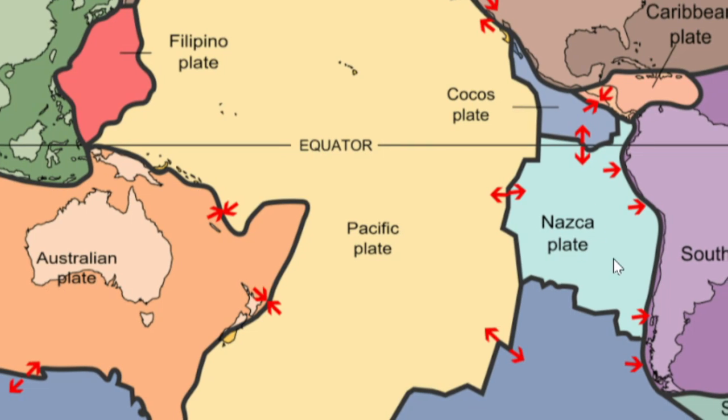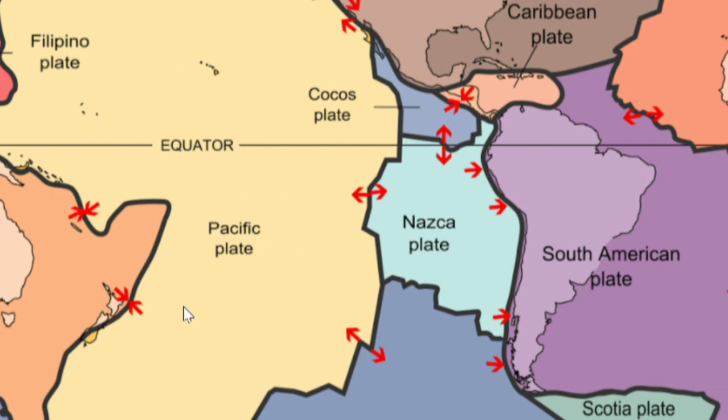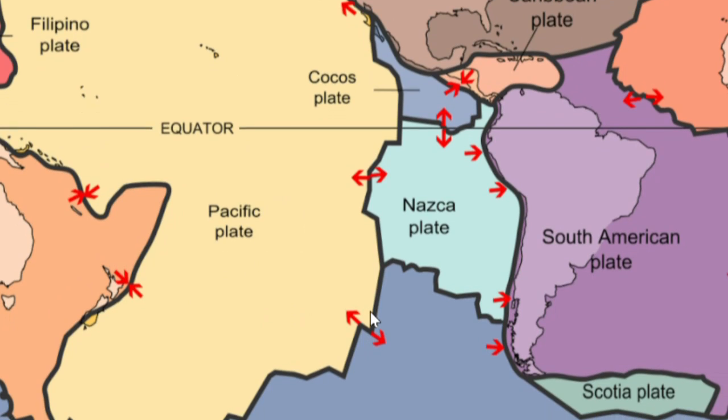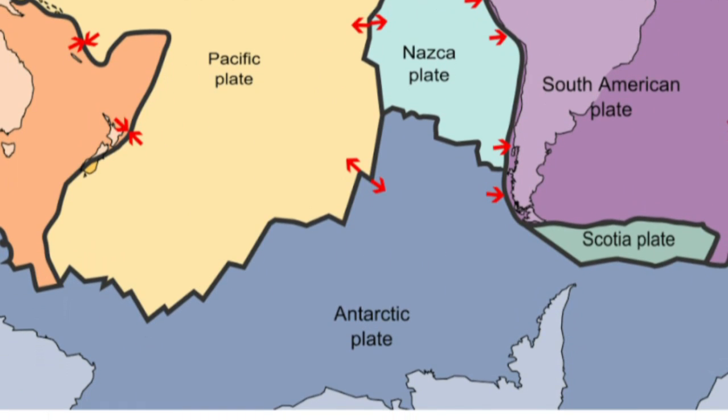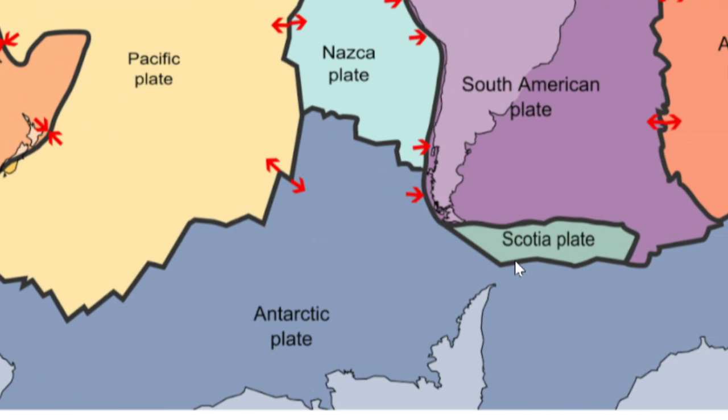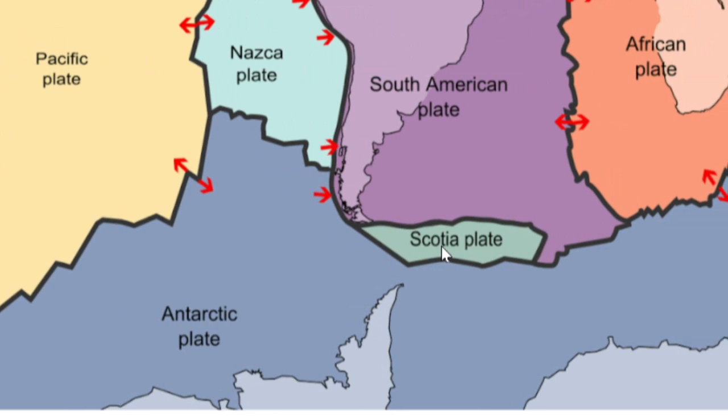The Nazca Plate in front of South America. The Antarctic Plate looks really big across the bottom, but of course we've taken the bottom of a sphere and stretched it out, so it's not really that big. The Scotia Plate's an interesting one, it just hangs out in the middle of the South Atlantic.